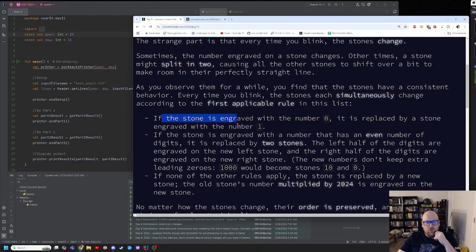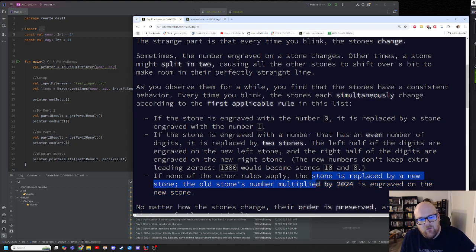So, if a stone is engraved with the number 0, it is replaced by the stone number 1. Stone is engraved with a number that has an even number of digits. We are heading for an LCD part 2. I can feel it coming. It is replaced by 2 stones. The left half of the digits. Okay, number of digits. I see. 10 is 0. Okay. None of the other rules apply. The stone is replaced by a new stone. The old stone's number multiplied by 2024 is engraved in the new stone. Okay. So this is some kind of counter of some form.